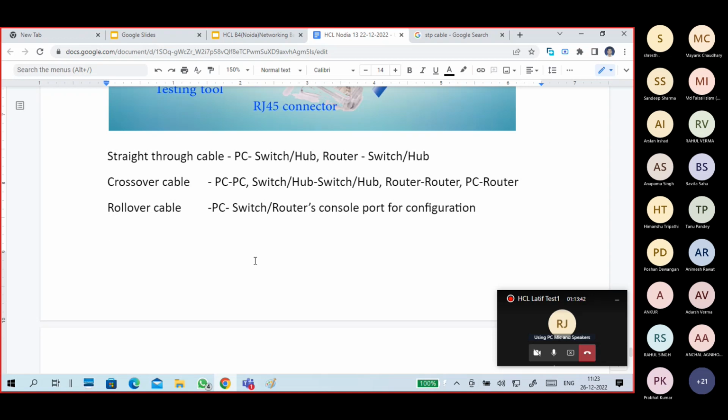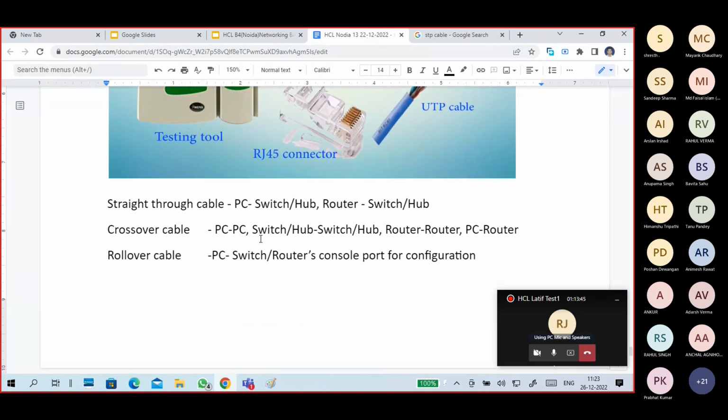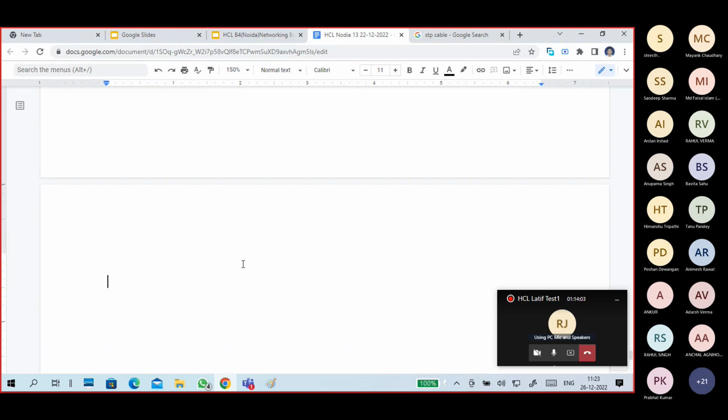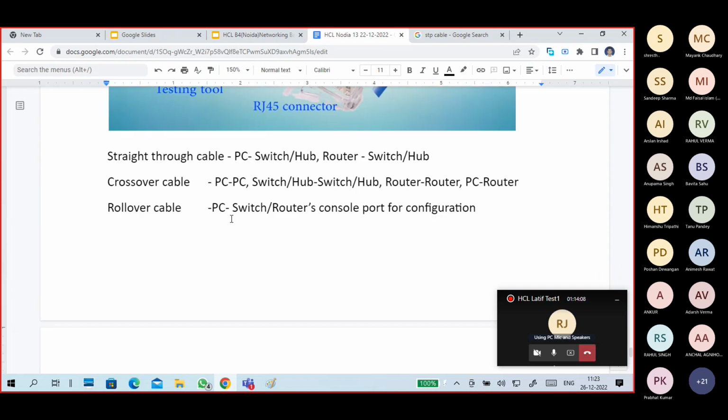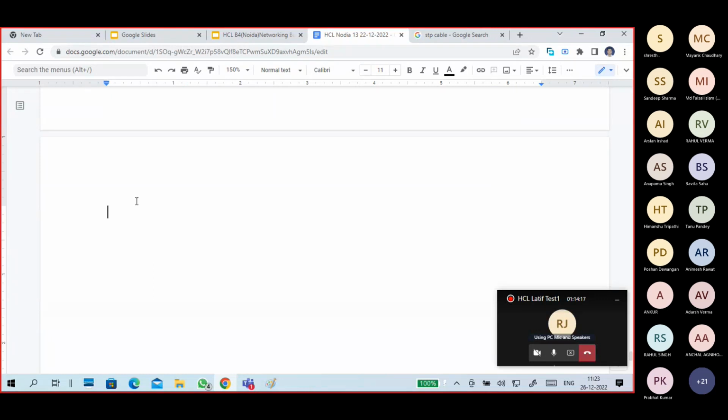Straight through cable, crossover cable, guys. So you have two computers and you want to connect the two computers directly with a single wire, then we use a crossover cable. When you are connecting PC to switch, or switch to router, straight through cable is enough. Generally, nowadays we are all using straight through cables only. Rollover cable is nothing but a console cable. Nowadays console cables can also connect through USB.